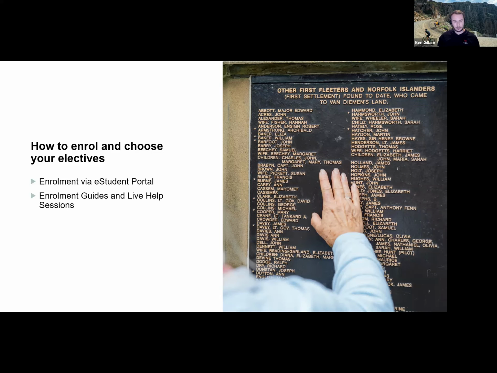But it's done through a portal which you'll get access to. You can put all your units there, and it's also got key information around your personal details and fees as well. But we've got some great enrolment guides online, as well as some videos and some live sessions that happen online if you need assistance in that space.